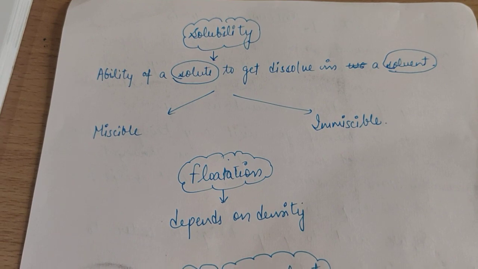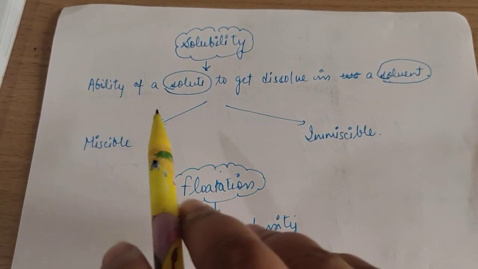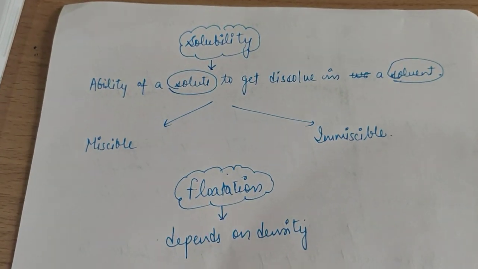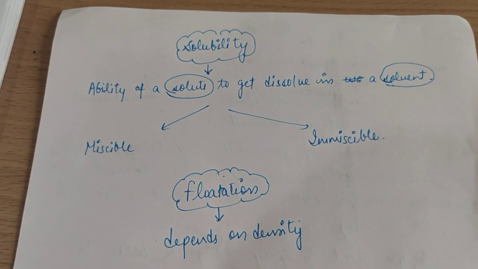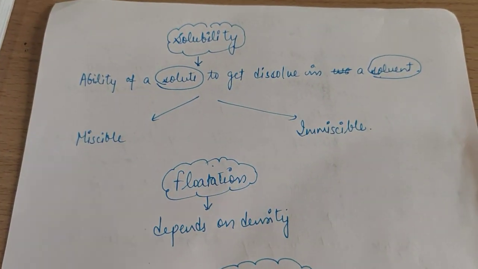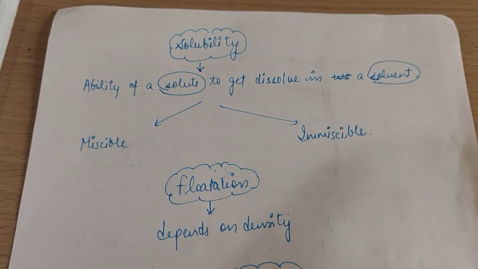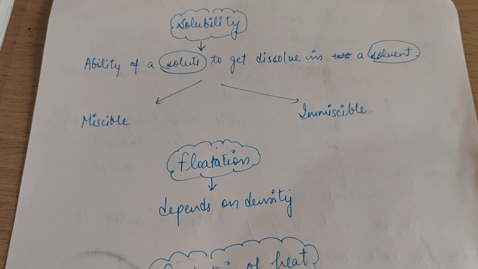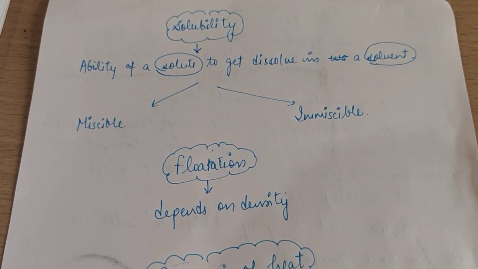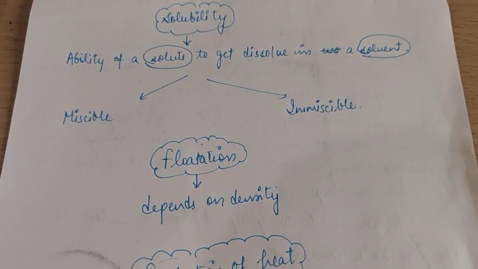What is solubility? Solubility is the ability of a solute to get dissolved in a solvent. Now to understand this, firstly you should know what is solute and what is solvent. Solute is the substance that you add, and solvent is the substance in which addition takes place. Like if you make a sugar syrup, then sugar acts as your solute and water acts as your solvent.